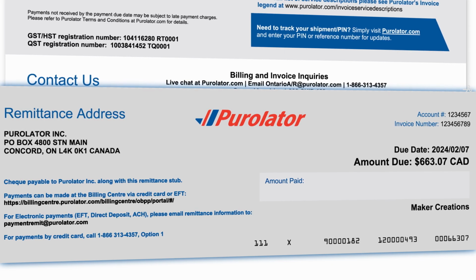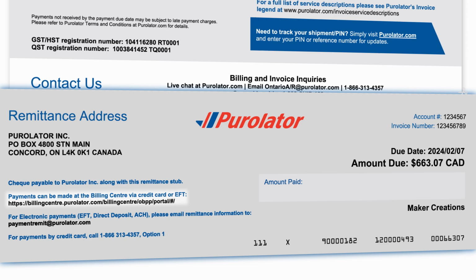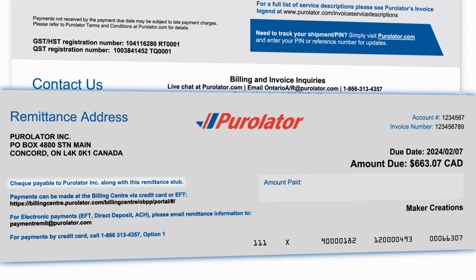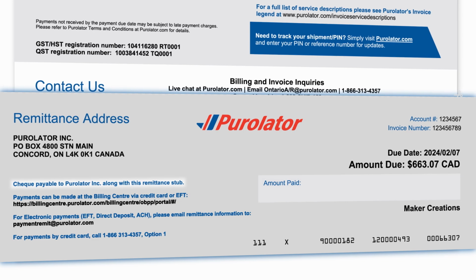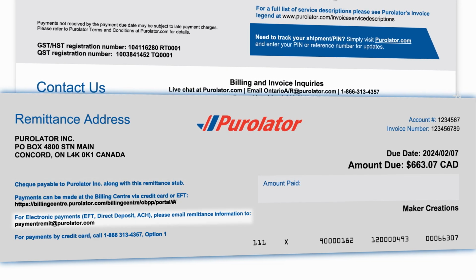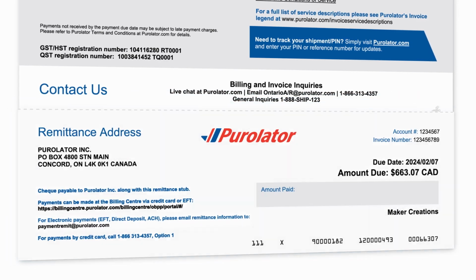There are a few ways to pay your invoice. The easiest way is through the billing center. You can also use a check, payable to Purolator Inc., and enclose the remittance stub, ensuring that the amount paid field is filled out. And you can pay by EFT, direct deposit, or ACH, and email the remittance information to this address.